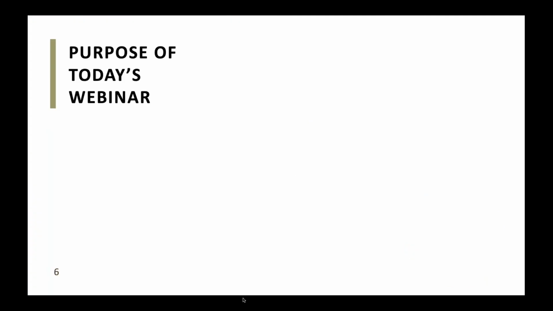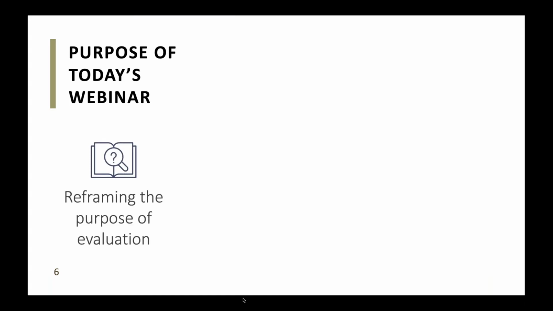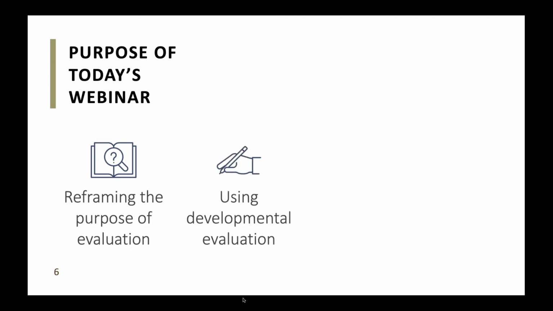During our time together, there are 4 things that I'm hoping to accomplish. First, I want to show how reframing the purpose of evaluation will help aid in thinking about using evaluation for continuous improvement purposes. Next, I want to talk about developmental evaluation and how developmental evaluation is another way of using evaluation findings towards continuous improvement efforts.